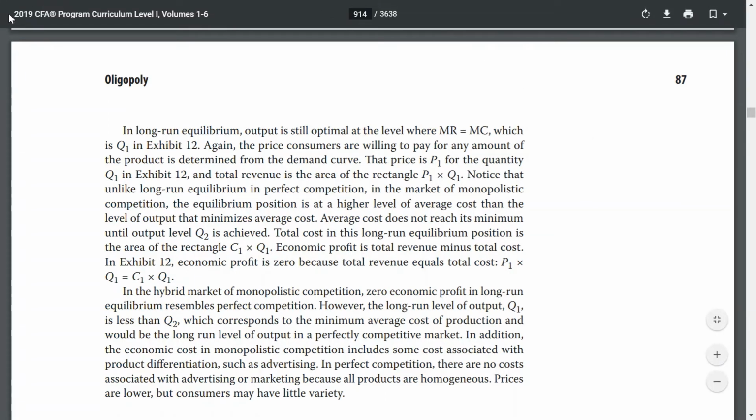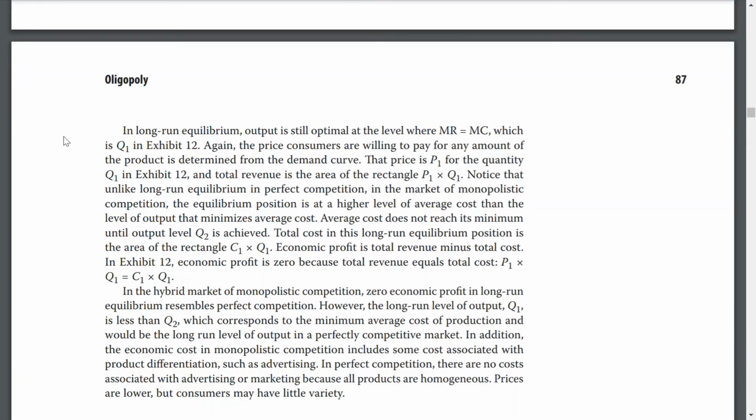In the long-run equilibrium, output is still optimal at a level where MC equals MR, which is Q1. In Exhibit 12, again, the price consumers are willing to pay for any amount of their product is determined from the demand curve. The price is P1 for the quantity Q1. In Exhibit 12, the total revenue of the firm is the area of the rectangle P1 multiplied by Q1.